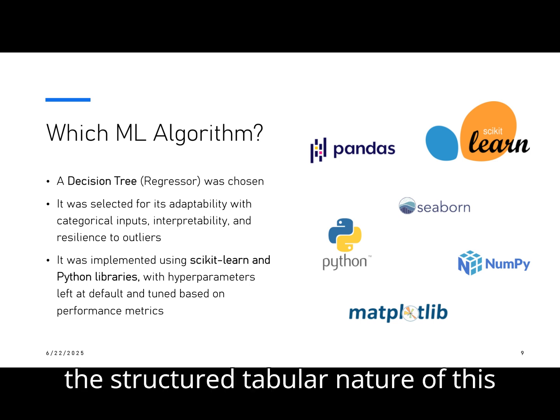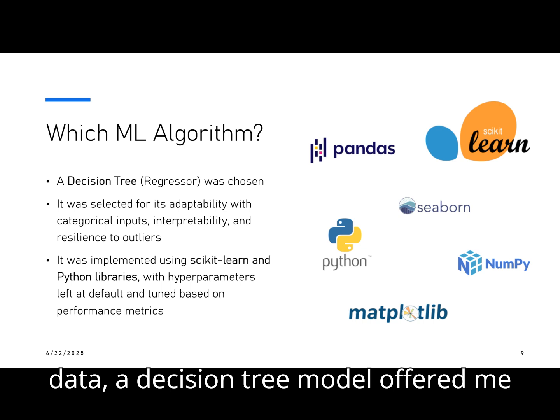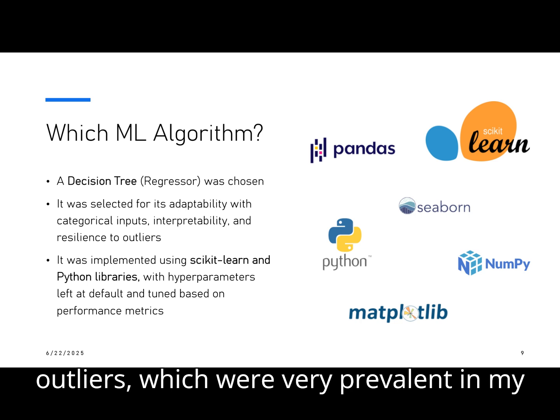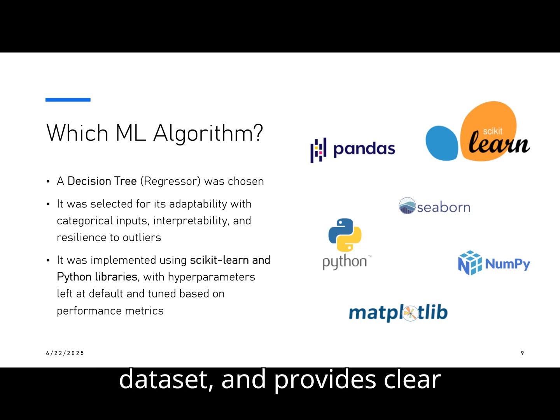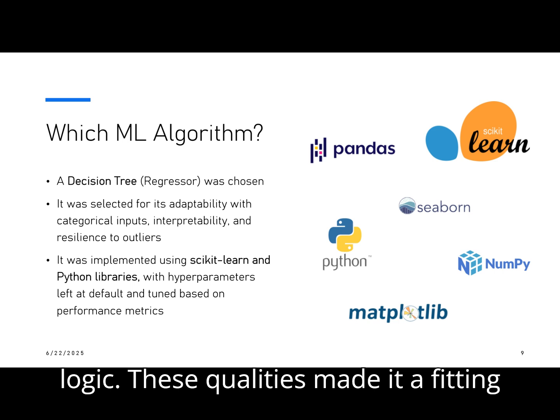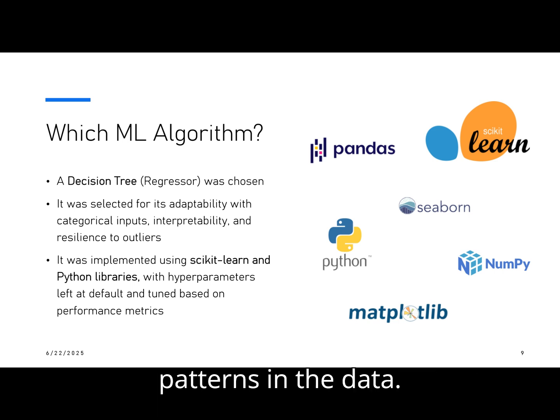Given the structured tabular nature of this data, a decision tree model offered me several advantages. It naturally handles categorical variables, it's robust to outliers, which were very prevalent in my dataset, and provides clear interpretability through its branching logic. These qualities made it a fitting choice for revealing complex nonlinear patterns in the data.